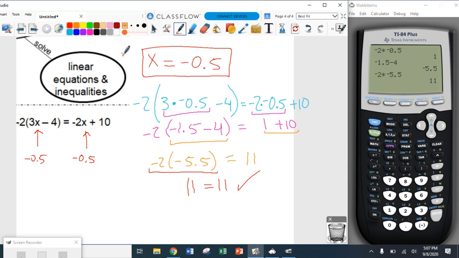x equals negative 0.5. I know that there are a lot of steps in a problem like this, but remember, showing all the work, first of all, helps you get the right answer and earns you more points because, again, showing work is more important than the right answer.